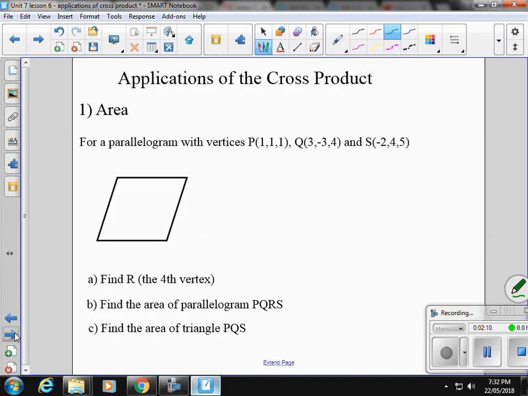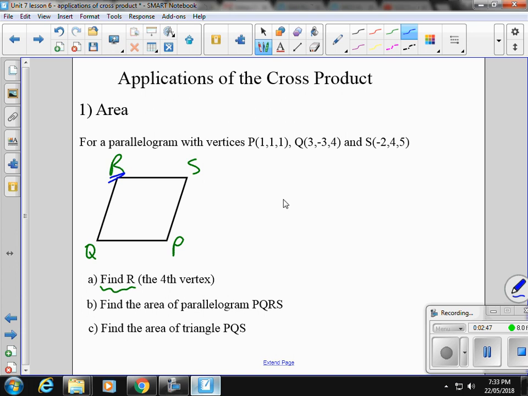I have a parallelogram with vertices P, Q, S, and we're missing R. So I've been asked to find R and then find the area of the parallelogram PQRS. So by convention, we tend to go P, Q, R, S, round and round. We go in alphabetical order. I spent 15 minutes, maybe one class, one year, trying to draw a parallelogram in 3 space, and it really was a disaster, so I'm not going to with this one.